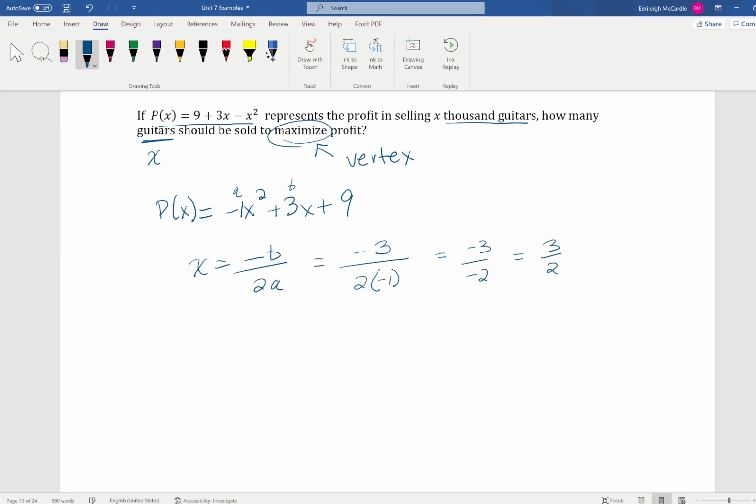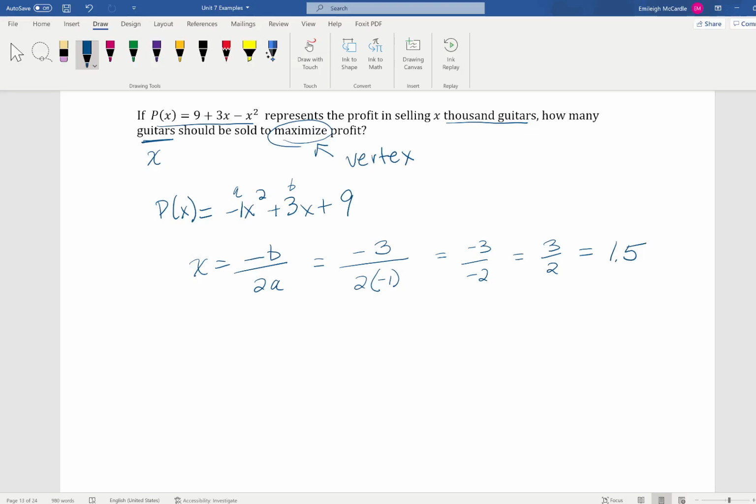3/2. Now, because this is an application problem, we are going to write this as a decimal. Normally we would just keep the fraction, but it's going to help us out to write this as a decimal. So this is going to be 1.5.